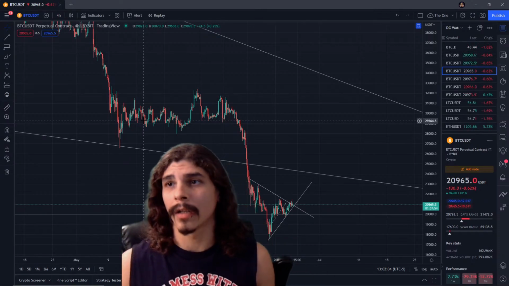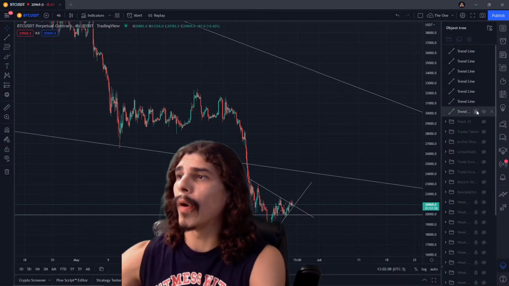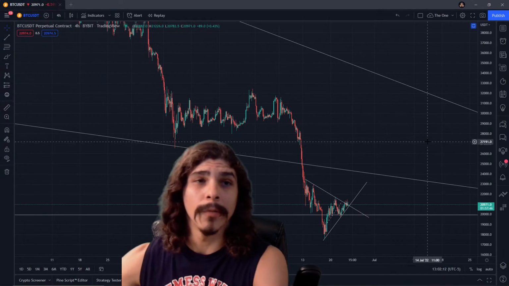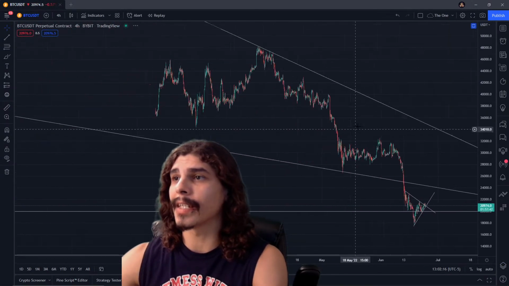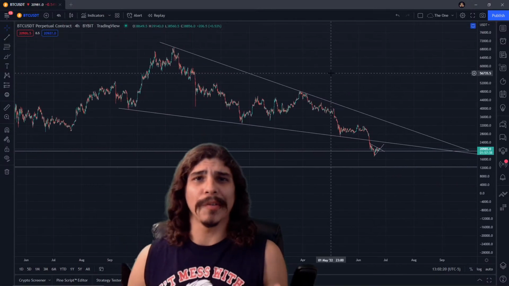Now, I've already got a little bit of market structure here worked out for me. Got a whole bunch of stuff over here in my object tree that I could put on here and make this chart really, really complicated, but I'm not going to do that. I'm just going to take a look and see really quickly, in the larger picture, what some of the structures are that we've been playing.